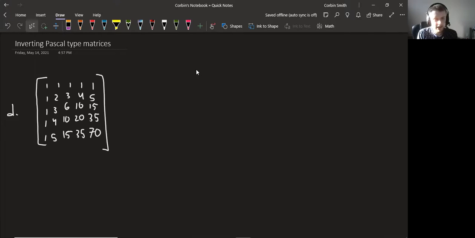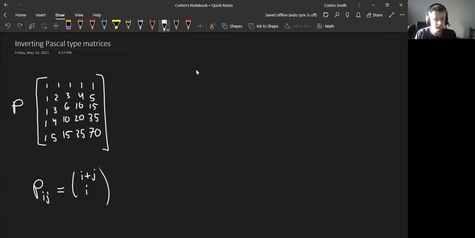Do you want to take a guess at what the determinant of this matrix is? So let me call this matrix P, and i, jth. What are you confused about there, buddy? No, 6. I think that's the determinant. You think the determinant is 6? Yeah, because it's in the middle.